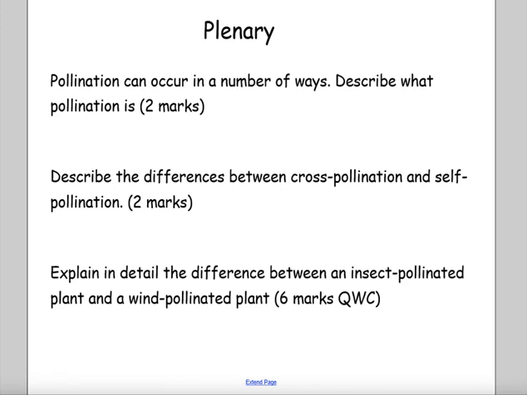So the first one, pollination can occur in a number of ways. Describe what pollination is. Number 2, describe the difference between cross-pollination and self-pollination. And then finally, our longest answer question, which is the most challenging there, explain in detail the difference between an insect-pollinated plant and a wind-pollinated plant. So that is summarising the information you've completed in your table. So pause the video now and complete these questions before checking your answers.